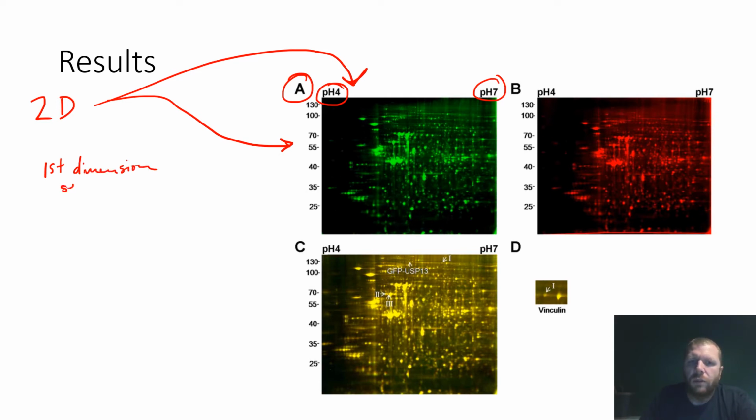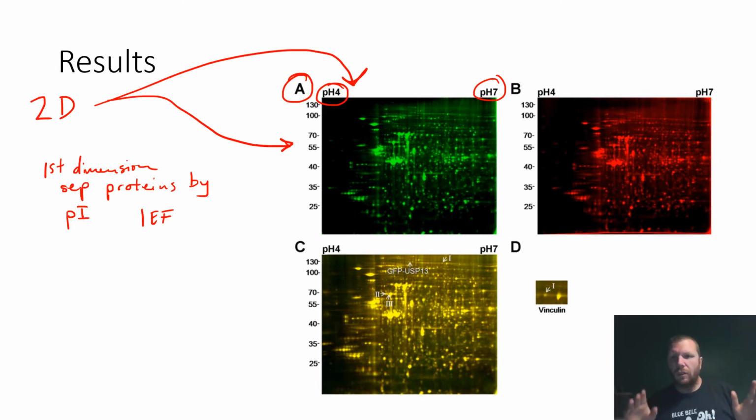So the first dimension is that you separate proteins by their pI using a technique known as isoelectric focusing. In isoelectric focusing, a protein is going to migrate until it hits its pI. A protein that hits its pI is least soluble and has an overall charge of 0. So you separate by isoelectric focusing. You get all these proteins to separate and position themselves based on their pI.